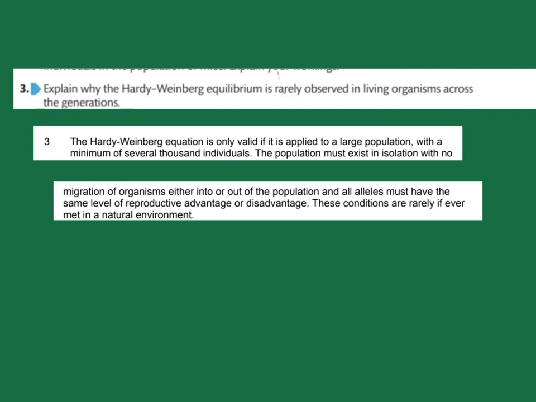So the Hardy-Weinberg equation is only valid if it's applied to a large population with a minimum of several thousands of individuals. The population must exist in isolation with no migration of organisms either into or out of the population. And all alleles must have the same level of reproductive advantage or disadvantage. These conditions are rarely, if ever, met in a natural environment.